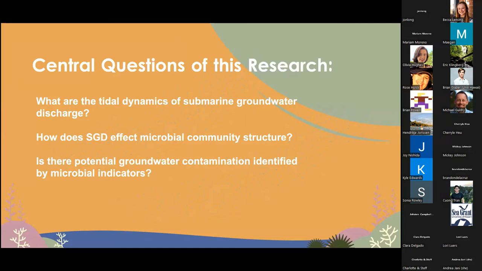The central questions of this research are, what are the tidal dynamics of submarine groundwater discharge? How does submarine groundwater discharge affect the microbial community structure? And is there potential groundwater contamination identified by microbial indicators?